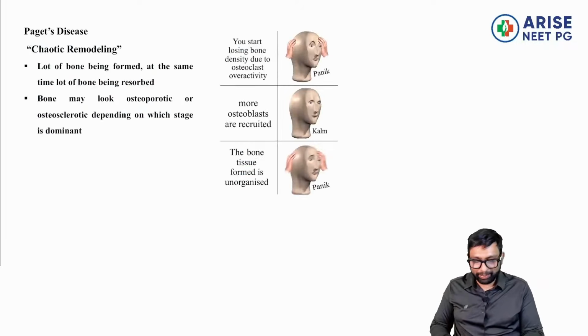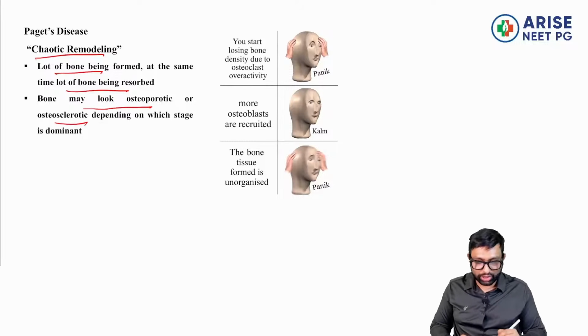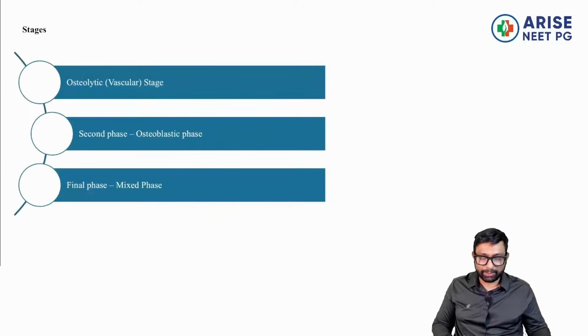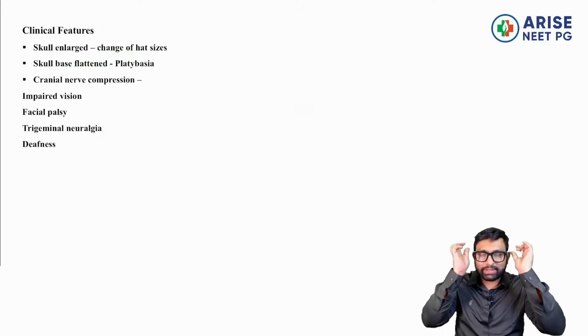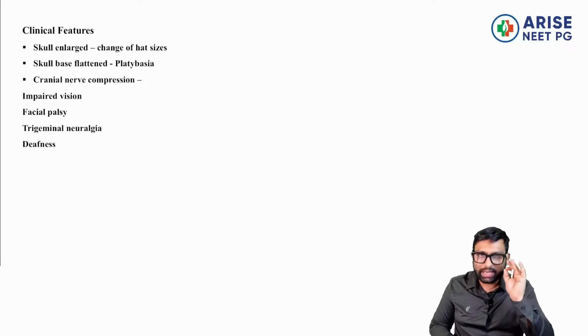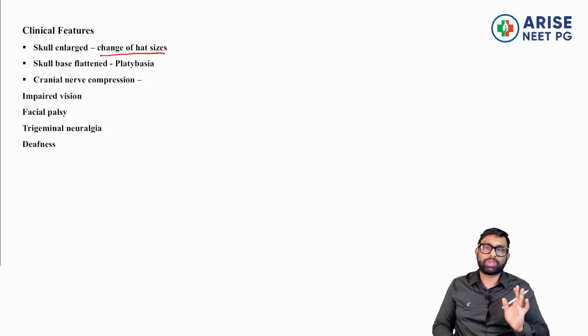In Paget's disease, patients have a chaotic remodeling. There is a lot of bone being formed, and at the same time a lot of bone is being resorbed. So the patient may look osteoporotic in one stage, osteosclerotic in another, and they will have different stages of Paget's disease: an osteolytic stage, an osteoblastic stage, or a mixed phase. So what happens because of this? Clinical features are that your skull becomes thicker, and that's why patients give this classical symptom of changing of hat sizes, a very important keyword which you should have picked up in that question as well.